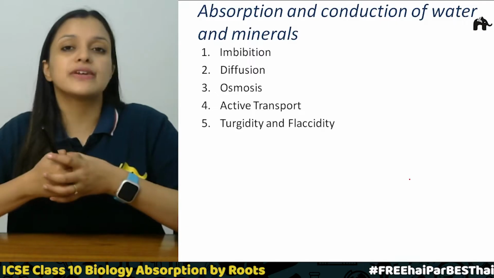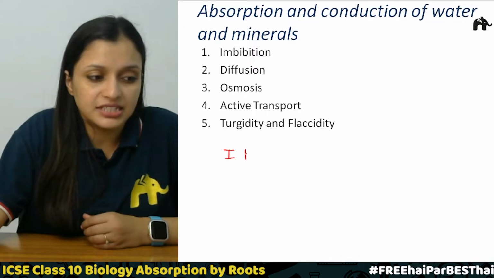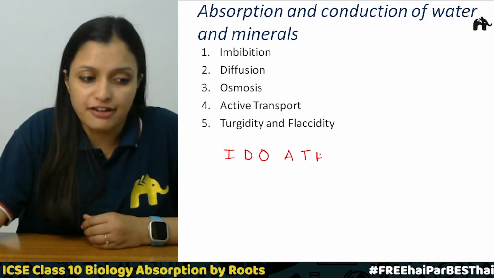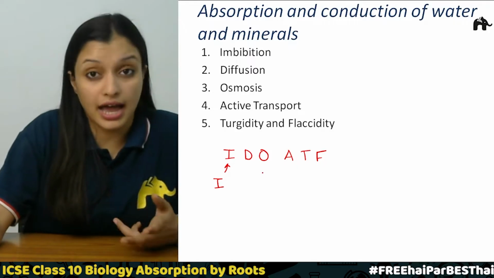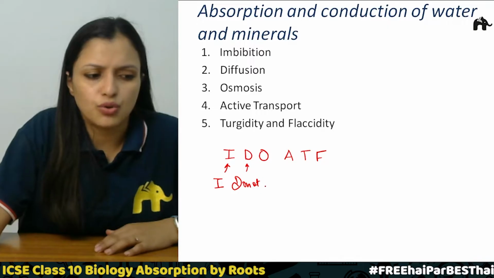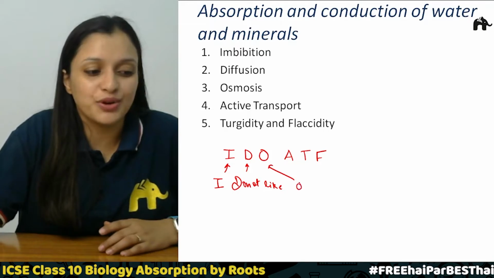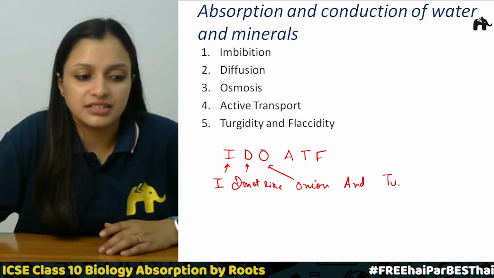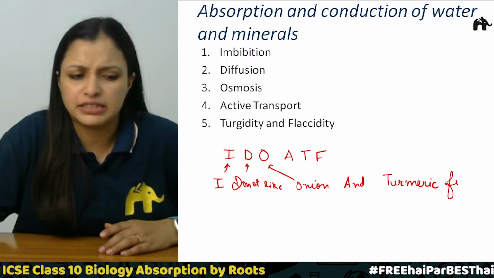So it is not at all difficult to understand them, right? You can always make a mnemonic out of it. So it is I D O A T F, right? I do not like onion and turmeric finally, right?